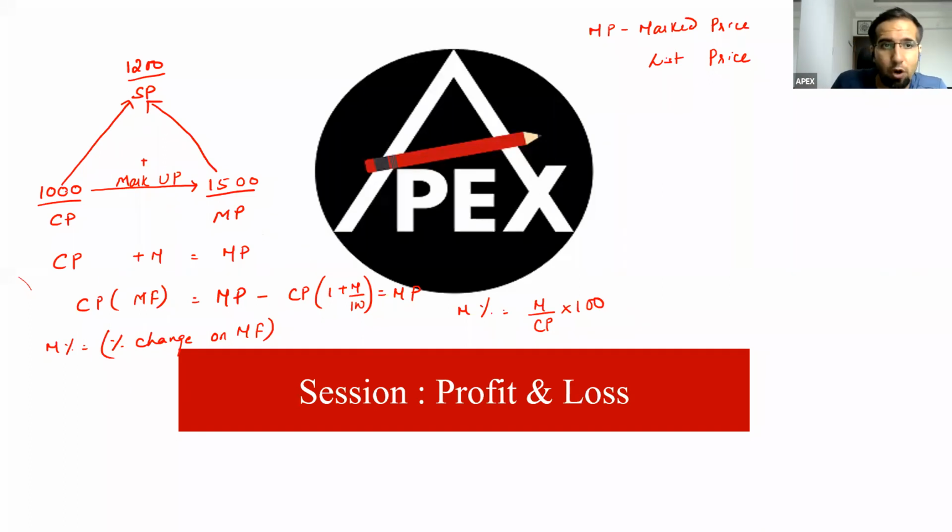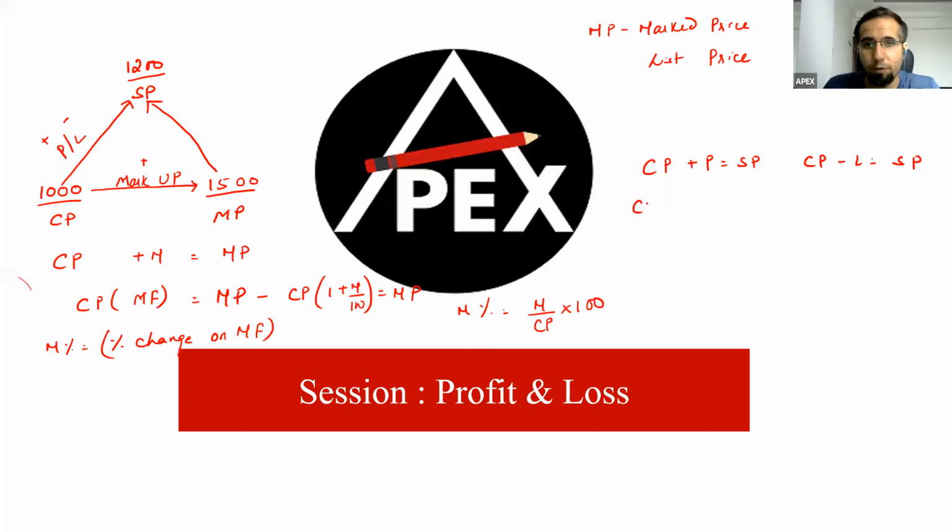Now, if I go between cost price and selling price, the same logic applies. Either I make a profit or I make a loss. Profit is always positive, loss is always negative. Clear, guys? If you want to derive the formulas, we can derive a lot of formulas here. Let's say I'm writing this as cost price plus profit is equal to selling price. Or I have cost price minus loss is equal to selling price.